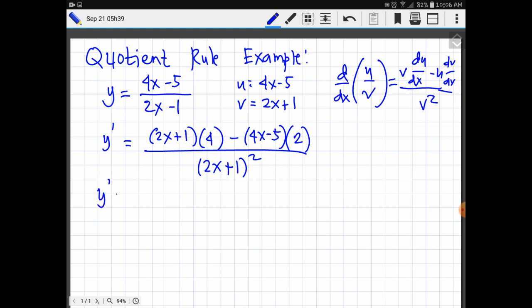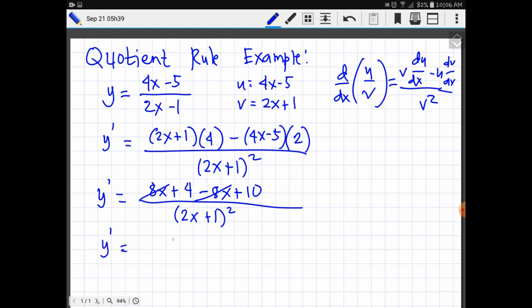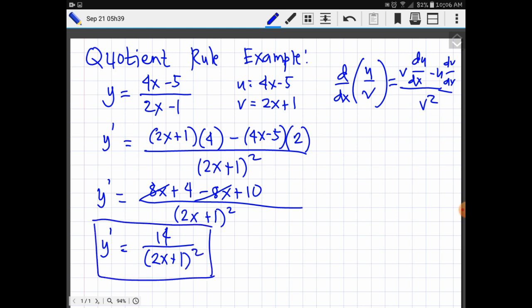Simplifying further this equation, this will give us the numerator as 8x plus 4 minus 8x plus 10. Our denominator would still be the same, the quantity 2x plus 1 raised to 2. Then we can cancel negative 8x and positive 8x. And then we can simplify this as 14 over the quantity 2x plus 1 raised to 2. And that is the answer.